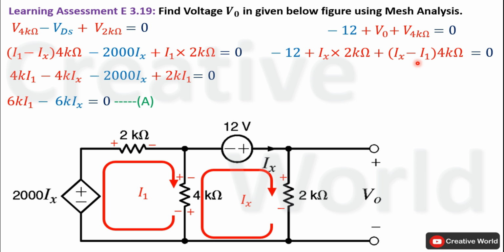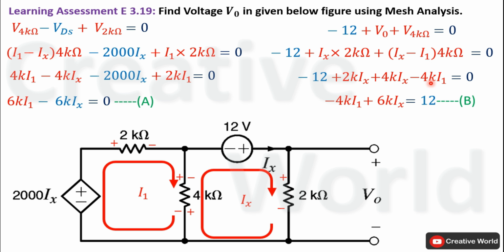Now open these brackets. 4 kilo ohm will multiply with Ix, it will become 4k Ix, and 4 kilo ohm will multiply with minus I1, it will become minus 4k I1. Place this minus 12 on the other hand side of equal to separate it from variables and add values that have same variables together. The equation will become minus 4k I1 plus 6k Ix equal to 12. We cannot further solve this equation, so label it as equation B.